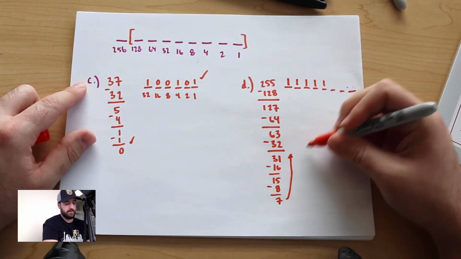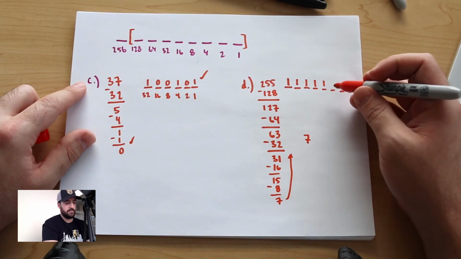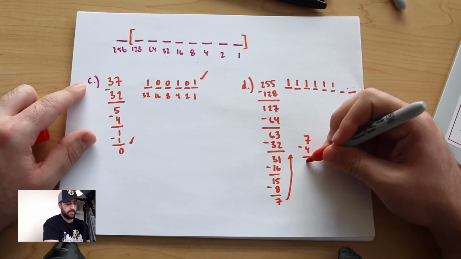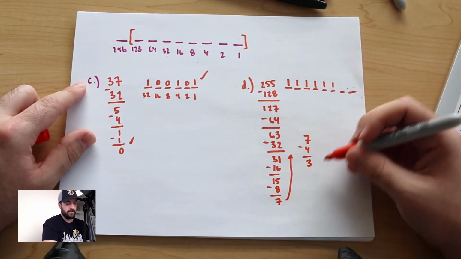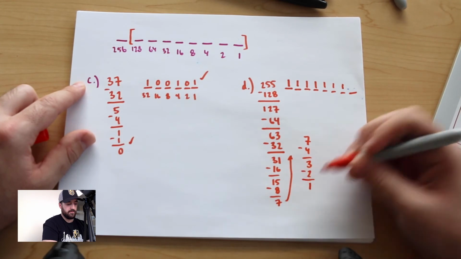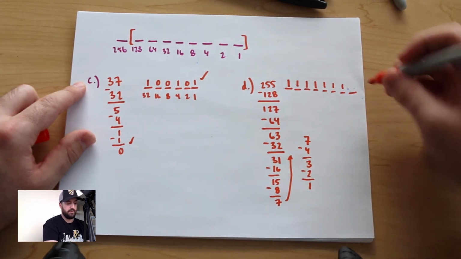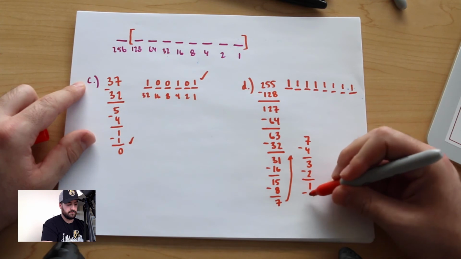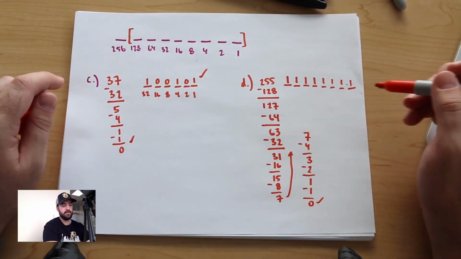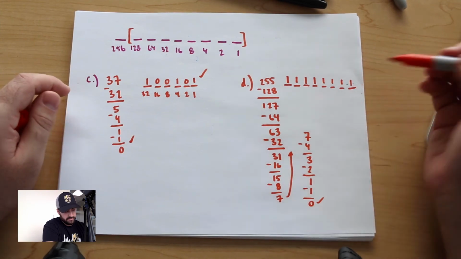I'll move this up now. Right, we'll just keep going with this 7. Does 4 fit into 7? Yes, it does once. So we subtract 4 and we get 3. Does 2 fit into 3? Yes, it does. So we write 1. Subtract 2, we get a 1. And lastly, does 1 fit into 1? Yes, it does. And we end up with 0. So now this looks a little weird. It's 1, 1, 1, 1, 1, 1, 1, 1. So is this correct? Let's see.